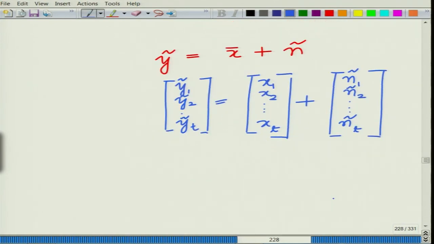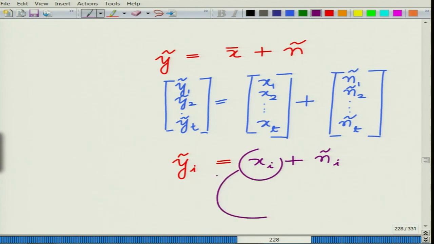And now you can see each yi tilde is simply equal to xi plus ni tilde. So, there is no interference among the different xi's at each yi tilde, although yi has the interference from the different xi's, yi tilde depends only on xi. Each y1 tilde depends only on x1, y2 tilde depends only on x2, and so forth, yt tilde depends only on xt. So, therefore, using this receiver, we have suppressed the interference. The interference is reduced to 0, therefore, this is known as the zero forcing receiver, right.